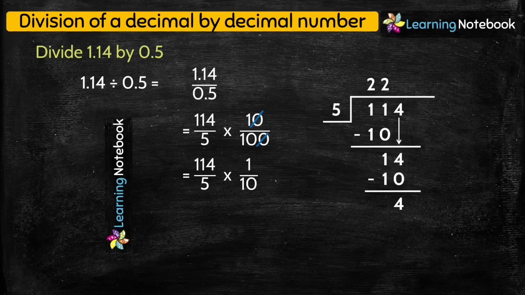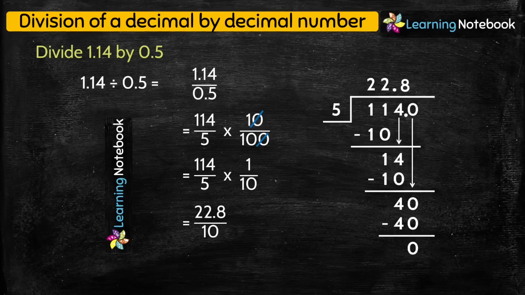So to continue division, let's put a decimal point and insert a 0. We also have to put a decimal point in the quotient. Now copy this 0 and now we will divide 40 by 5. 5 into 8 equals 40 and 40 minus 40 equals 0. So we got the quotient as 22.8 and we have got the denominator as 10.